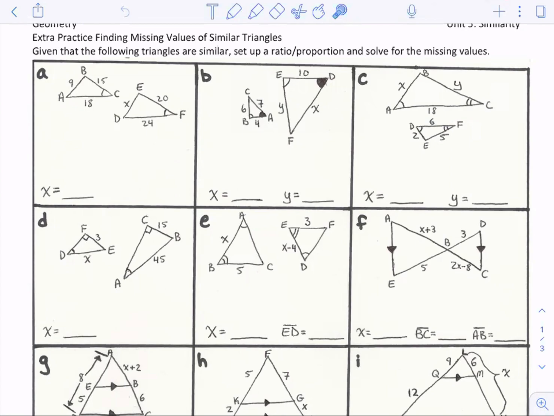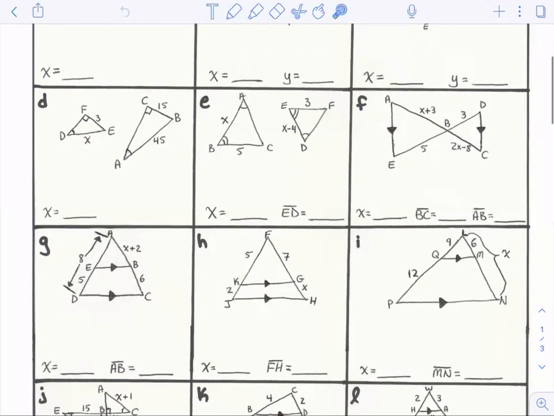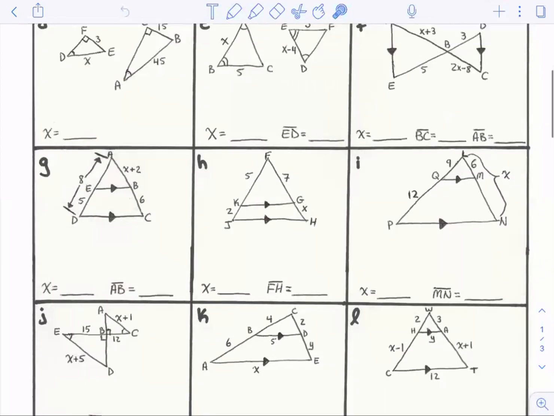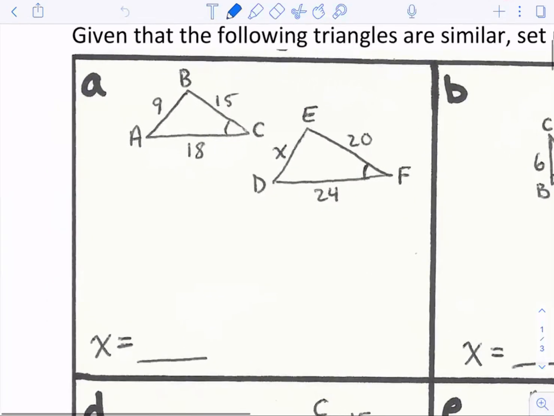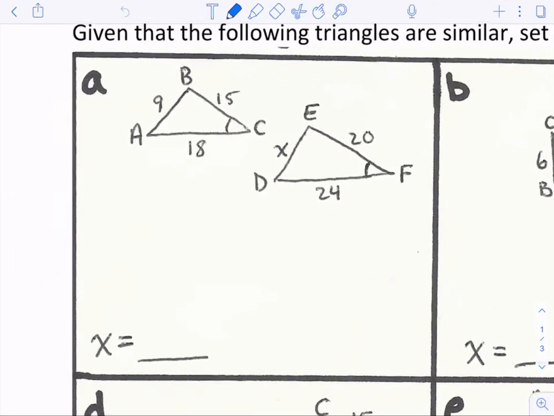I'm going to do a few with you, and then I'm going to ask that you complete the rest on your own. So let's take a look at this first example. The most important part is being able to recognize what is similar. And sometimes you have to use the markings to do that because in this example, they don't write a statement for you. So if you see how this is a congruent angle and this is a congruent angle, that means that 9 corresponds with x because they're both opposite that angle.